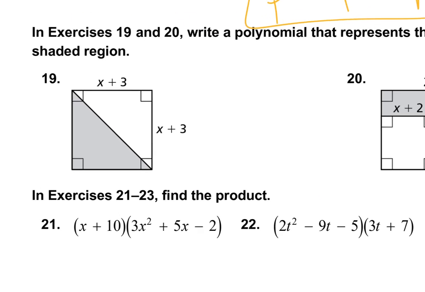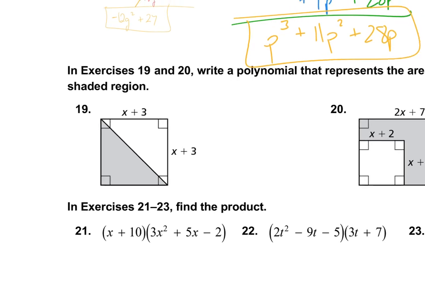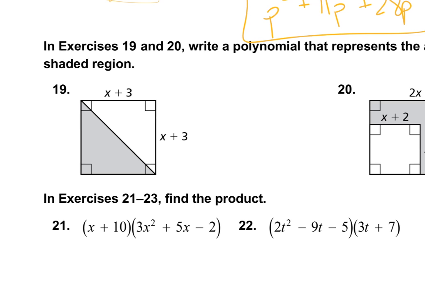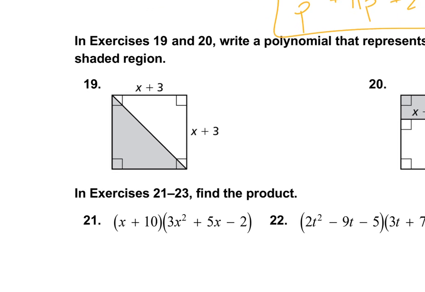All right, looking at this, we are writing a polynomial that represents the area of the shaded region. Well, so here we have a square, and a square would be, I gotta select the pen tool to write, x plus 3 times x plus 3. That would be the area of the entire square, but we are gonna get half of that. So here's what I'm gonna do. x times x is x squared. Let's see, x times 3 is 3x.